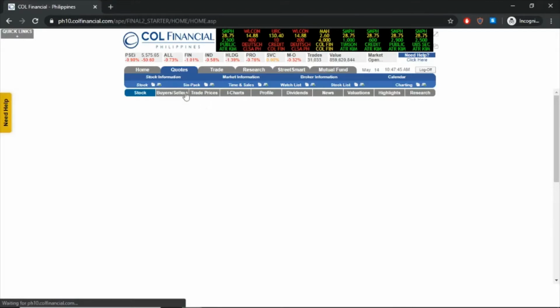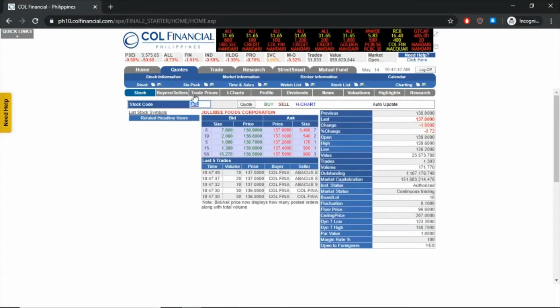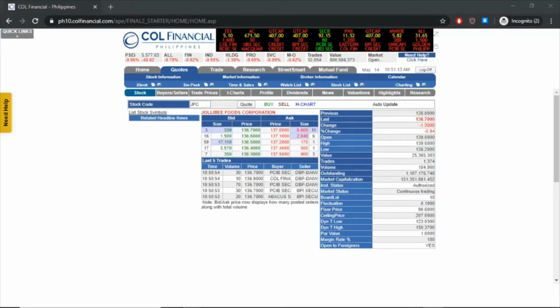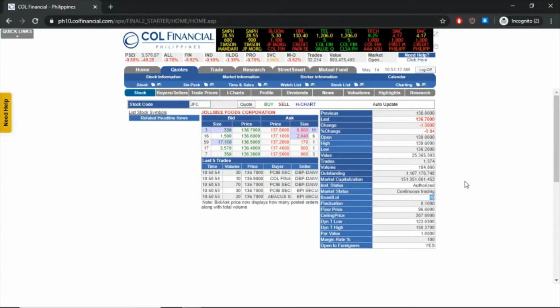Technically, if you click on the codes tab, you would see the option to look for a certain stock. Let's say I would want to search for JFC. It will show me some of the details of the market status of JFC. Previously it was at 138 and right now it went down to 137. We can also see the board lot for purchasing the minimum amount of shares for Jollibee Foods Corporation.